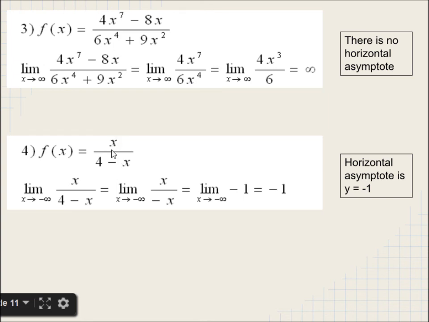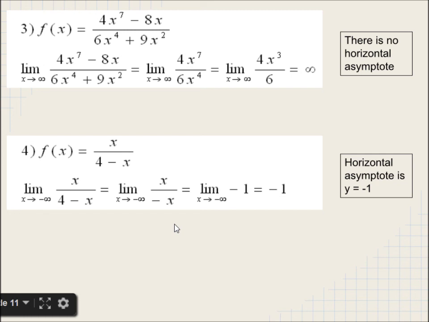Here we see x divided by 4 minus x. According to the theorem, we have to use the highest power of x. The highest power of x is 1. So just take x and minus x. We always take it with the sign, positive or negative, whatever we have. So x divided by minus x, x gets cancelled. We get minus 1. The limit as x tends to minus infinity is always minus 1 because this is a constant term. So y is equal to minus 1 is the horizontal asymptote.